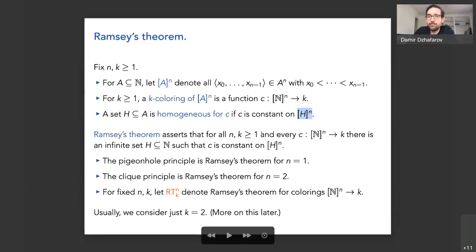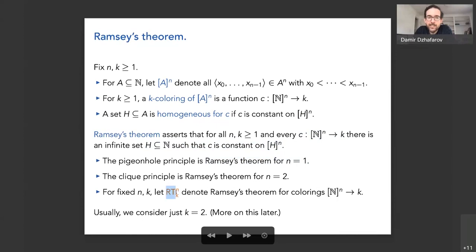Ramsey's theorem says if you give me any n and any k and any k-coloring of the increasing n-tuples of natural numbers, there's an infinite homogeneous set for that coloring, an infinite subset H, such that C is constant on the increasing n-tuples from H. Okay, so the pigeonhole principle is really Ramsey's theorem restricted to n equal 1. The clique principle from the previous slides is Ramsey's theorem for n equal 2.